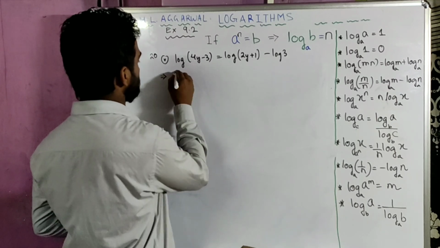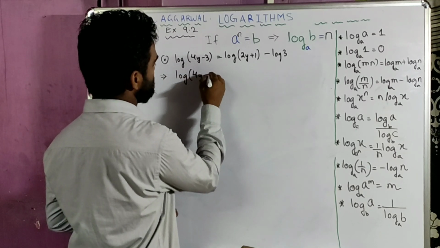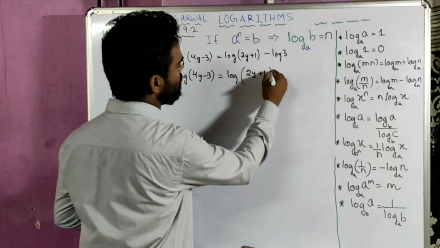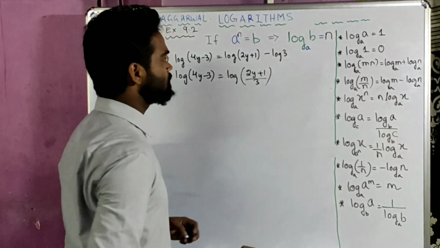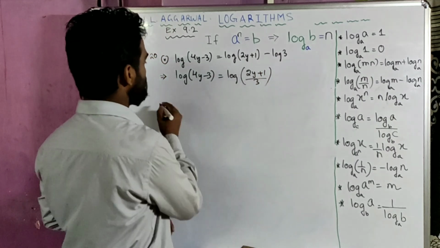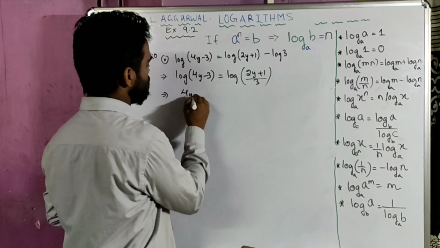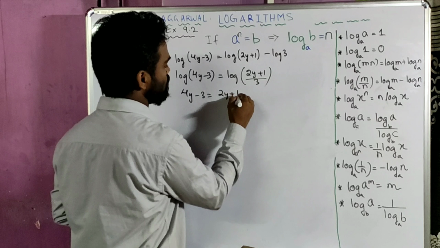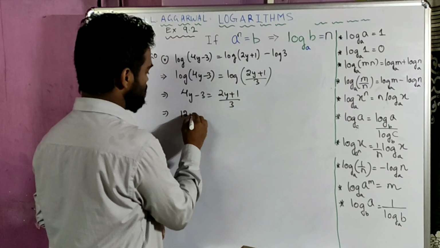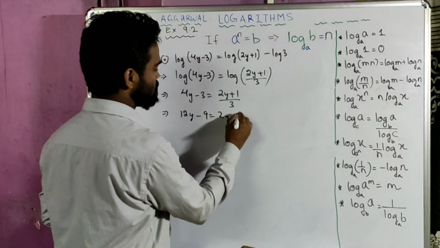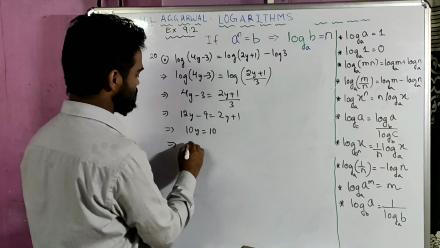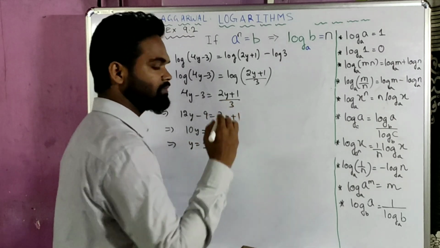Okay, now we can write this as log 4y minus 3 equals log, and this can be written as 2y plus 1 by 3, isn't it? Log m minus log n is log m by n. Now we can equate 4y minus 3 equals 2y plus 1 by 3. Okay, so this becomes 12y minus 9 equals 2y plus 1. So this becomes 10y equals 10, which means y equals 1, and that's my answer.